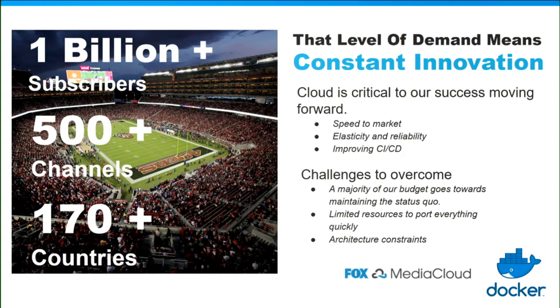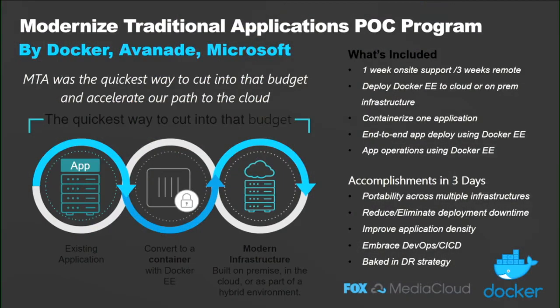On top of that, we also have architecture constraints. We have some of the monolithic applications that have been running in our data centers for years. It will take a while to re-architect them, rebrand them, put them out there. So we were looking for faster, better ways of doing this. So enter Docker, Avanade, and Microsoft with their Modernizing Traditional Applications POC program.